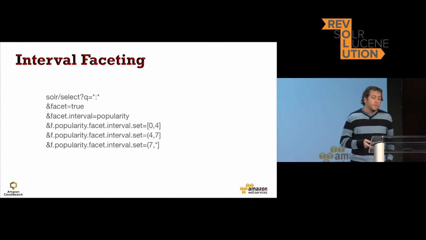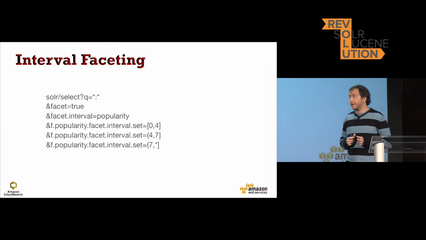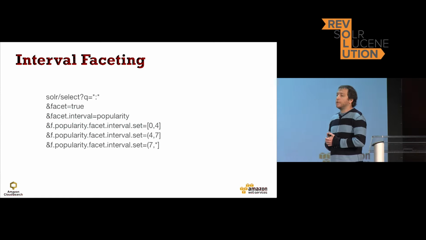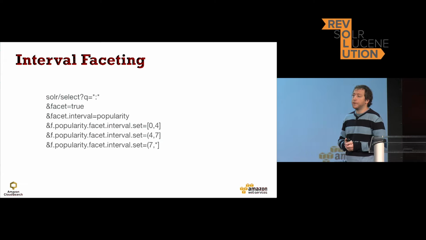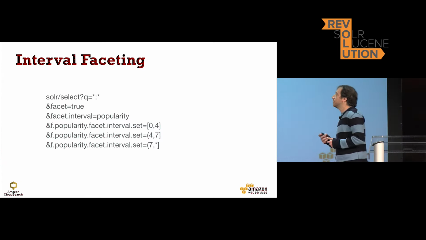So interval faceting works using doc values. It iterates the doc values and counts the number of documents that match each of the intervals. This way, it works much better for cases where you have multiple intervals in the same field. So this is the syntax of how it would work.